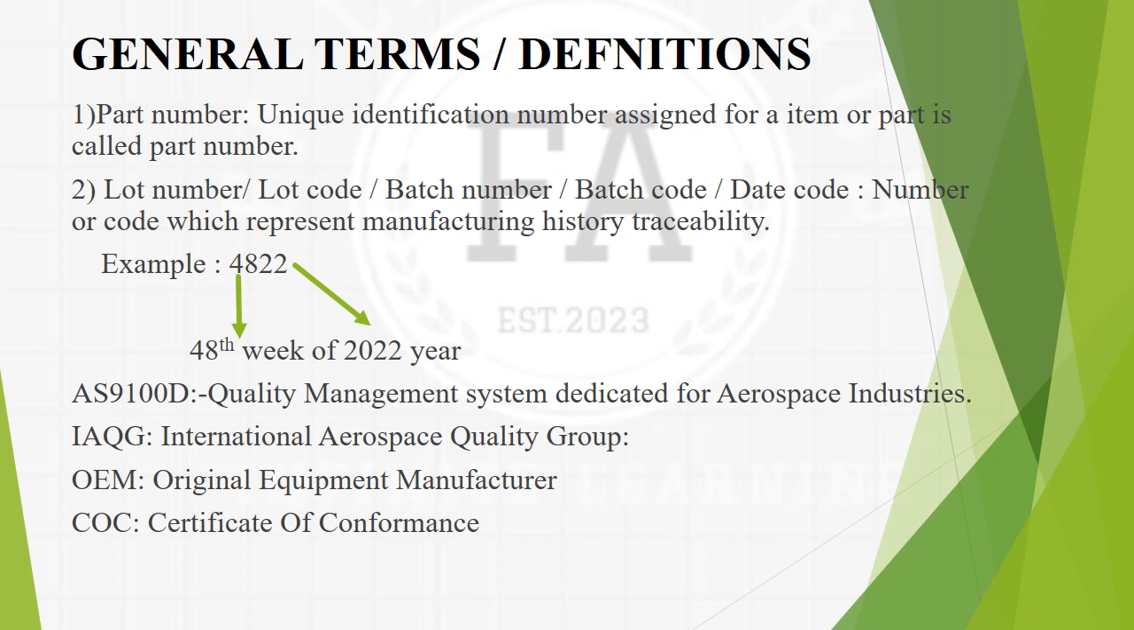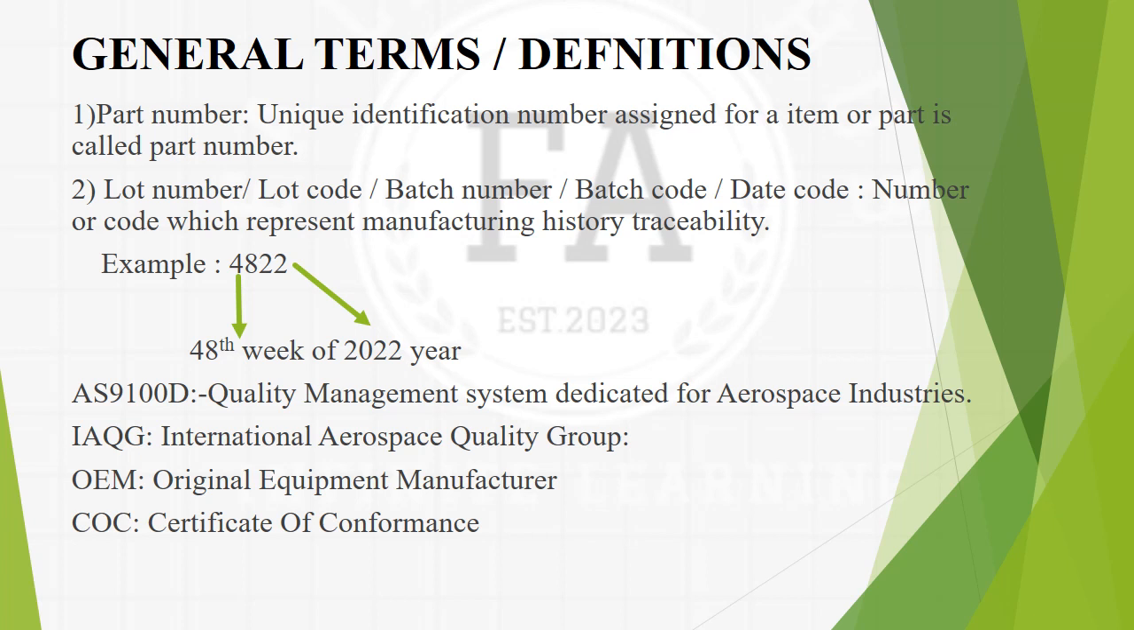So one of the terms is part number. What is meant by a part number? A part number is a unique identification number assigned to an item or a part. So when one item is given one unique identification number, it can be called a part number.